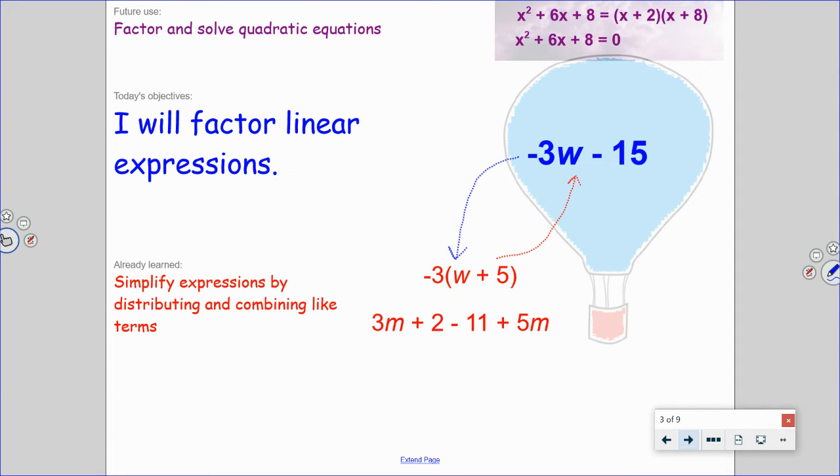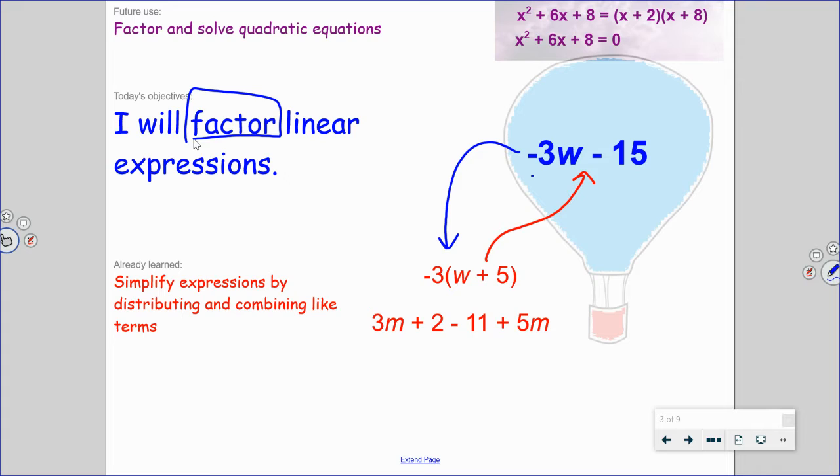So folks, what we're going to do today is we are going to factor linear expressions. Now, it's something sort of new, but we can connect it to something we've already done. There was a time when you were given an algebraic expression with parentheses and you were asked to distribute 3 times W, 3 times 5, then take the opposite. And we got negative 3Ws, subtracting 15. Today, we're going to go backwards.